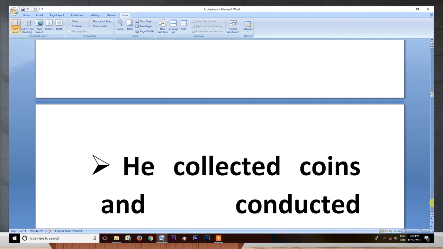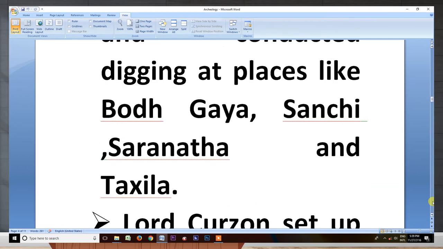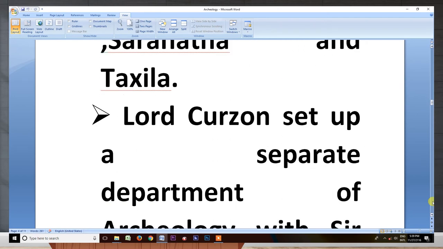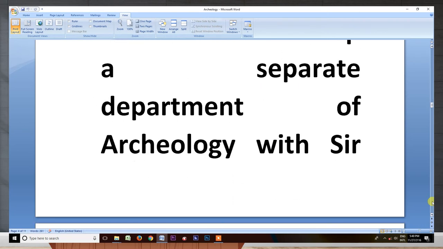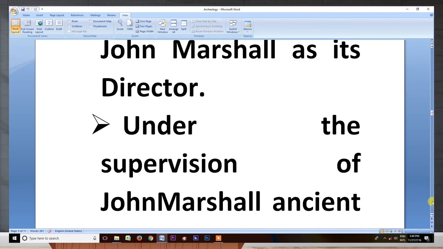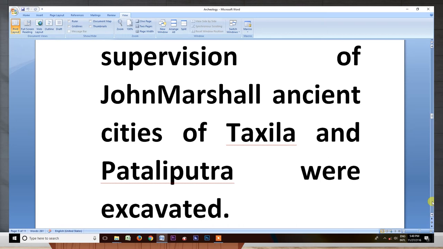He collected coins and conducted digging at places like Bodh Gaya, Sanchi, Sarnath, and Takshashila. Lord Curzon set up a separate department of archaeology with Sir John Marshall as its director. Under the supervision of John Marshall, the ancient cities of Takshashila and Pataliputra were excavated.